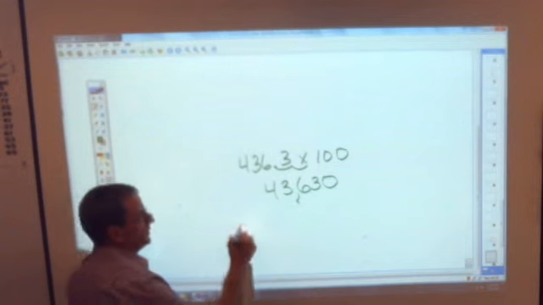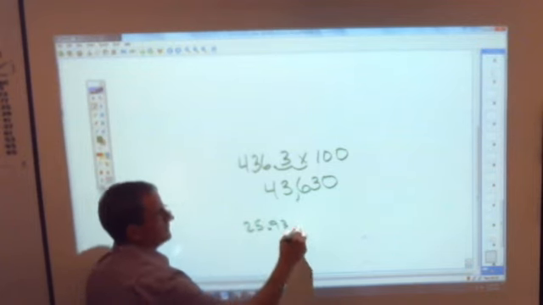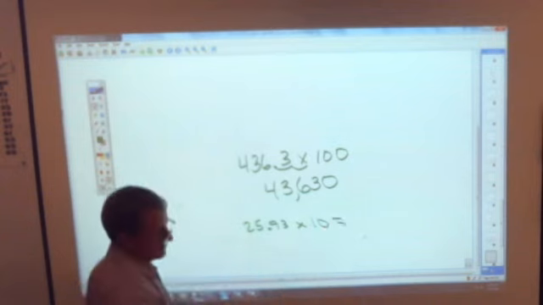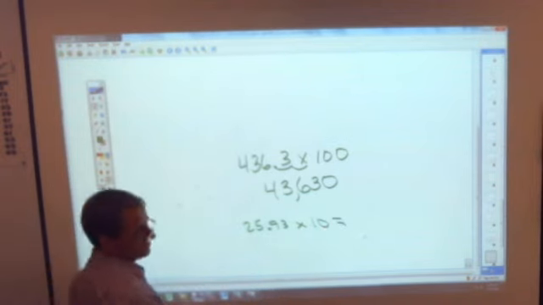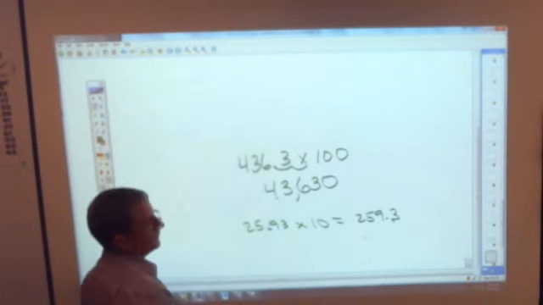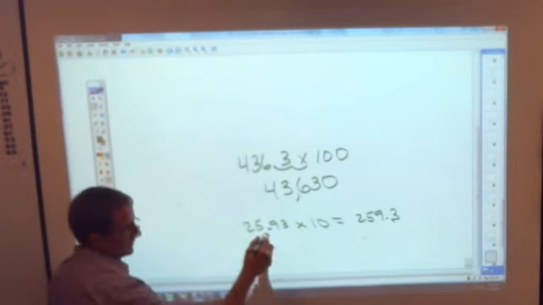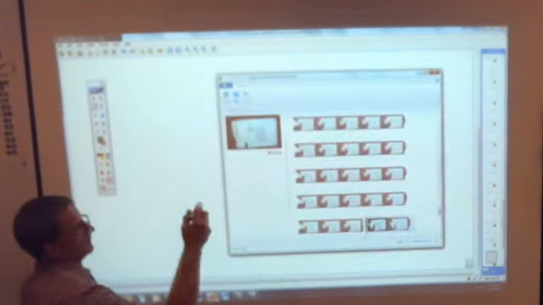How about this one? 25.93 times 10. Colton would be? 259.3. Are you with me there? I'm not adding any zeros. I just moved 1 place to the right, so I ended up right there.